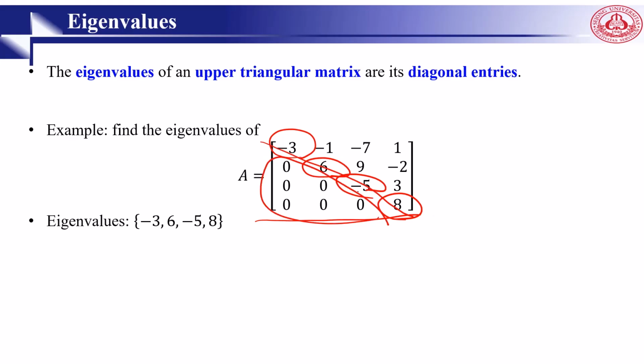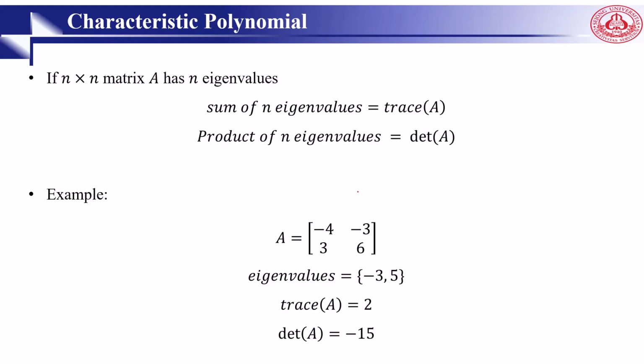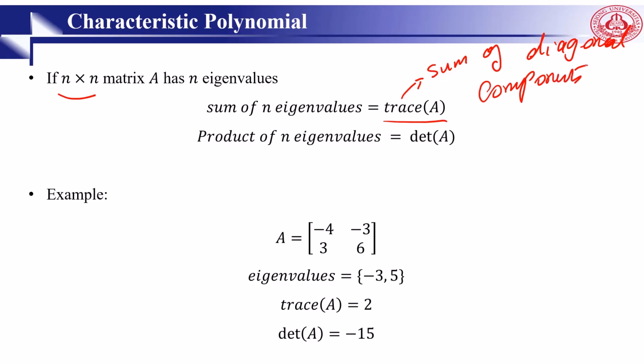If a square matrix A, which is n by n, has n eigenvalues, then the sum of the n eigenvalues is called trace A. Trace A is applicable to square matrices, and it means the sum of its diagonal entries. So trace means the sum of diagonal components, right? We show it by trace A, as you can see here. This is rule number 1. Rule number 2 is that the product of the n eigenvalues is the determinant of A.